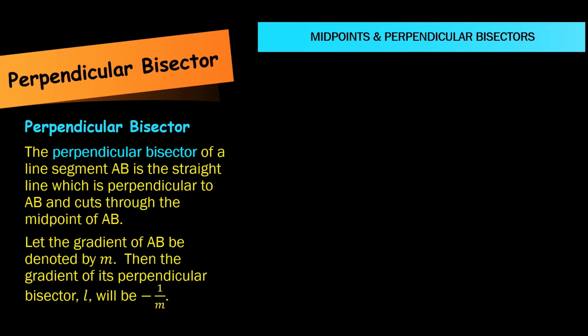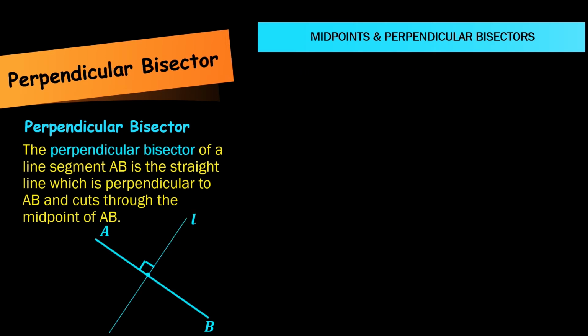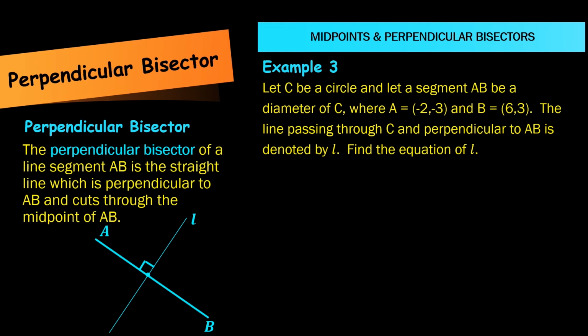We will now look at perpendicular bisectors. The perpendicular bisector of a line segment AB is the straight line which is perpendicular to AB and cuts it through its midpoint. Let the gradient of AB be denoted by m. Then the gradient of its perpendicular bisector L will be -1/m. Let's now take a look at an example. Pause the video and have a go. Press play when you're ready to view the solutions.